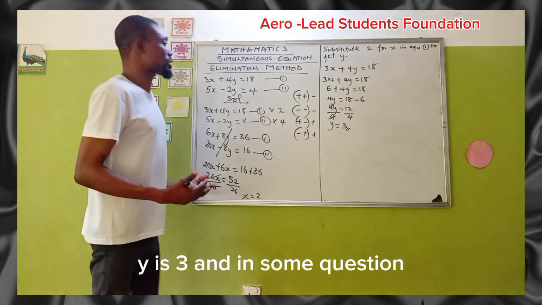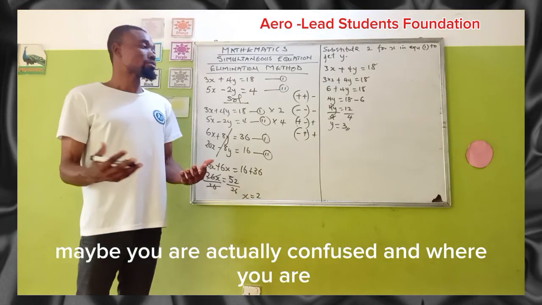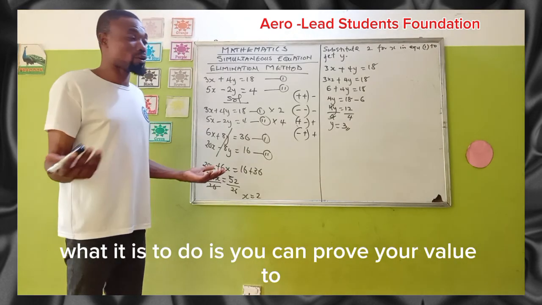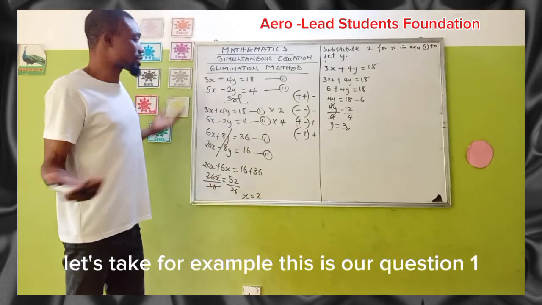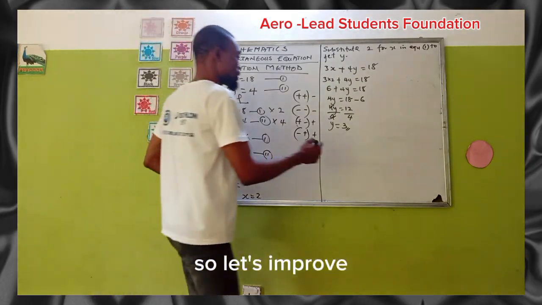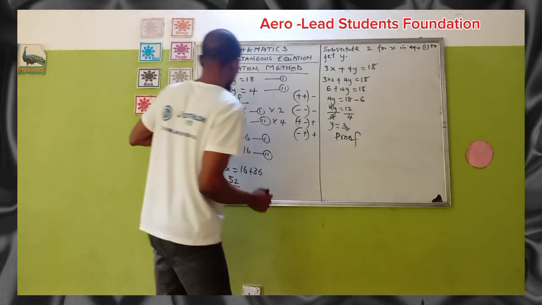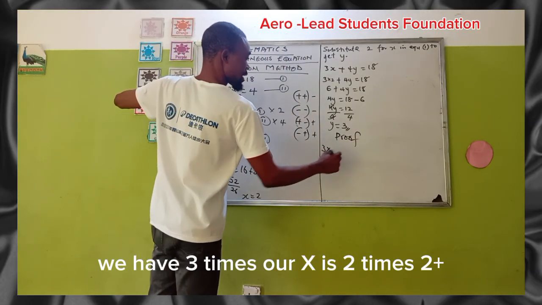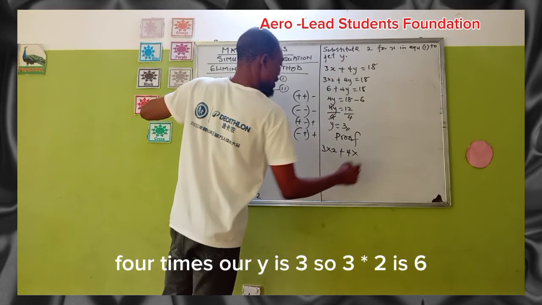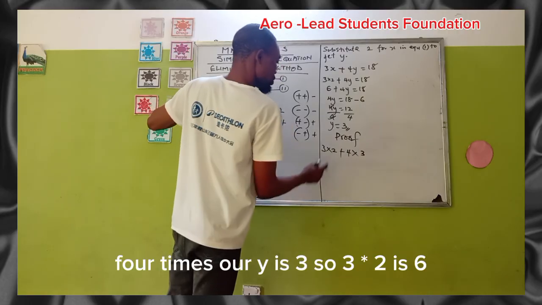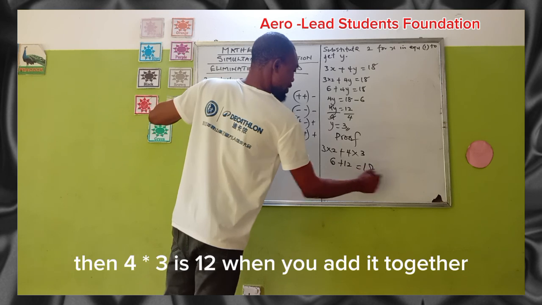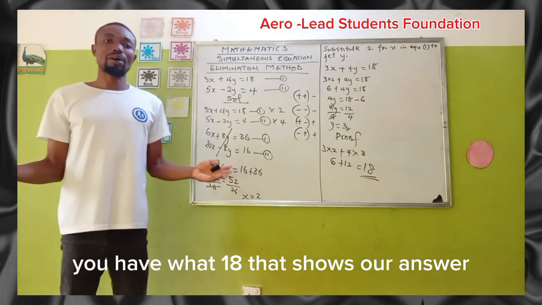So in this value now, x is 2, y is 3. And in some questions, maybe you are actually confused and you are not really sure of your answer. What you can do is prove your values to see if you can get your answer. Let's take, for example, this is our equation 1. Let's see whether we'll get 18 as our answer. So let's say prove. We have 3 times our x is 2 times 2 plus 4 times our y is 3. So 3 times 2 is 6. Then 4 times 3 is 12. When you add it together, you have what? 18. That shows our answer.